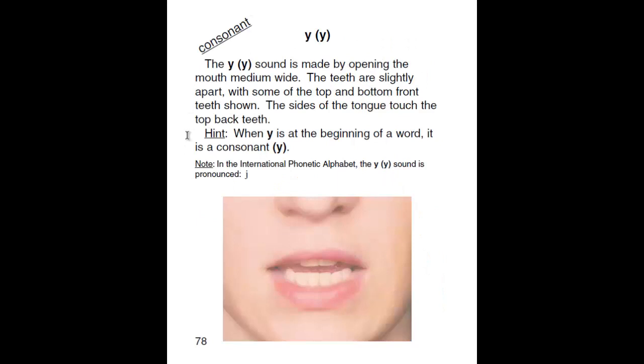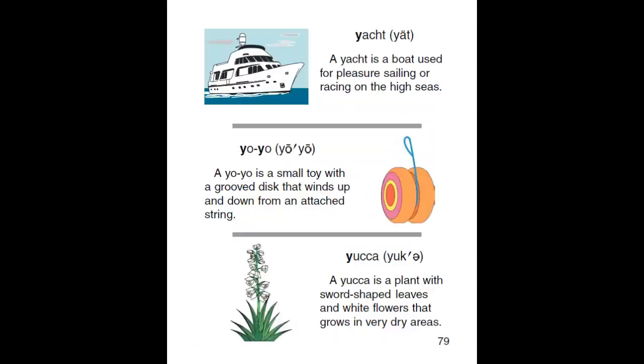Consonant Y. Yeah. The consonant Y sound is made by opening the mouth medium wide. The teeth are slightly apart, with some of the top and bottom front teeth shown. The sides of the tongue touch the top back teeth. Yeah. Yacht. Yo-yo. Yucca.